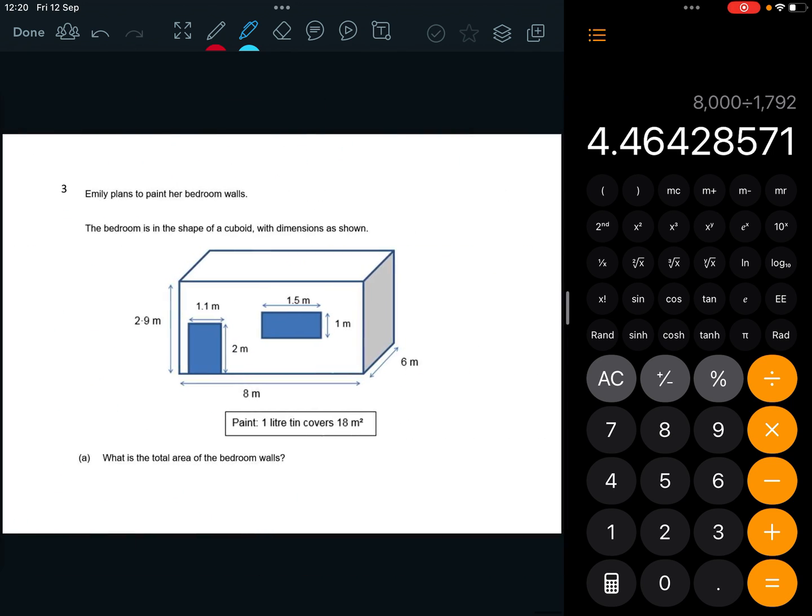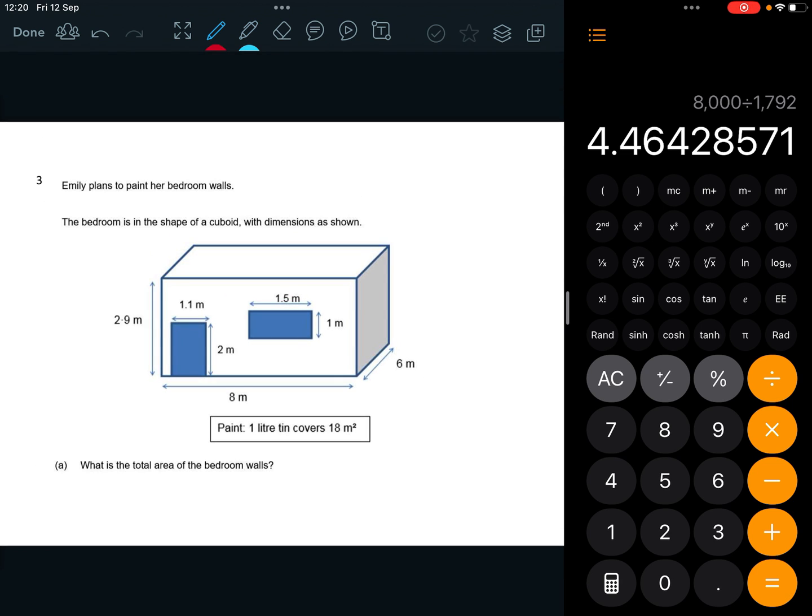Right, this one looks a bit trickier than it is. Okay, what you're doing is you're going to be painting 4 walls, so you can't paint the roof and you can't paint the floor. Obviously you're not going to be painting the window and the door, so what we're going to do is we're going to work out the area of the window.